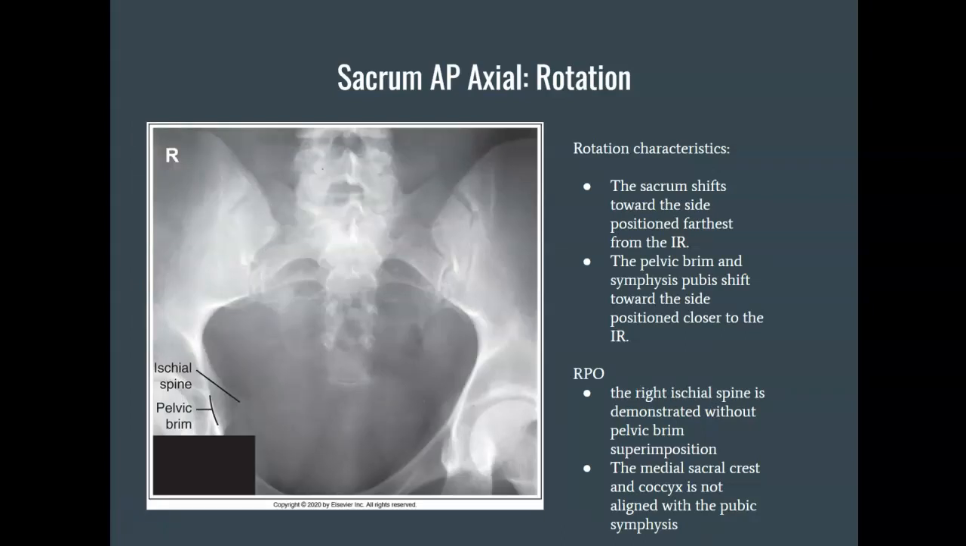In this projection, we have just the opposite. The patient is rotated in an RPO projection. In this case, if the patient is rotated in an RPO projection, the opposite is true. The right ischial spine is demonstrated without pelvic brim superimposition, and the median sacral crest and coccyx are rotated towards the left side. Now, this isn't an extreme demonstration of rotation. However, if you take a look, your pubic symphysis should be about here, and your sacrum and coccyx are not, it's a terrible drawing, not in line. This means that the left side of the patient is furthest away from the IR and the right side is down. So we are in an RPO projection.